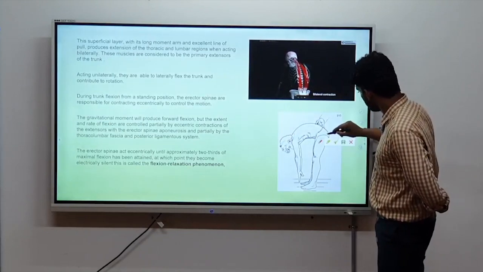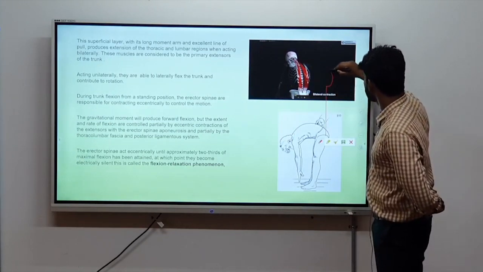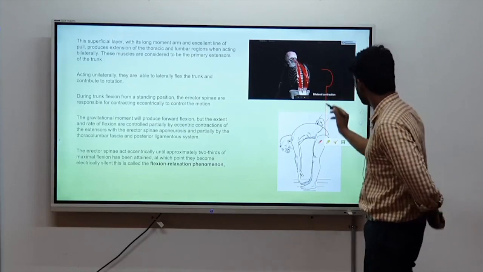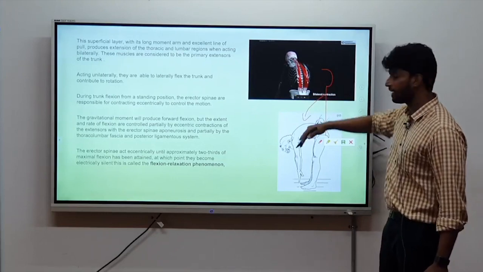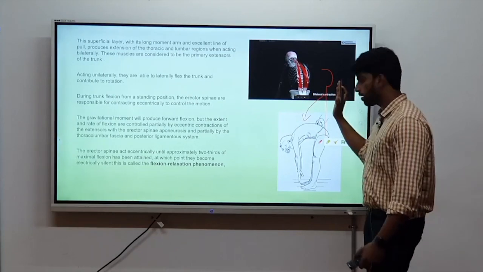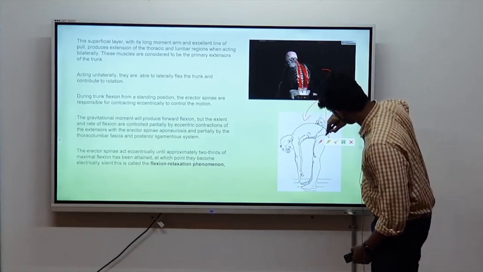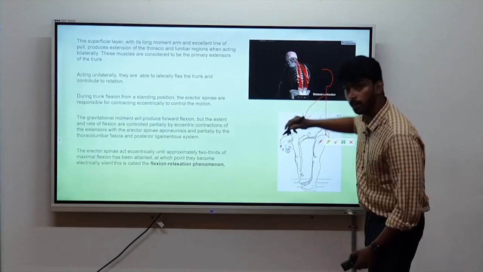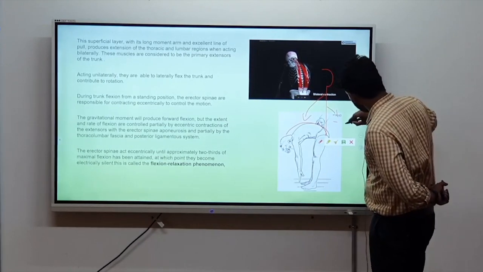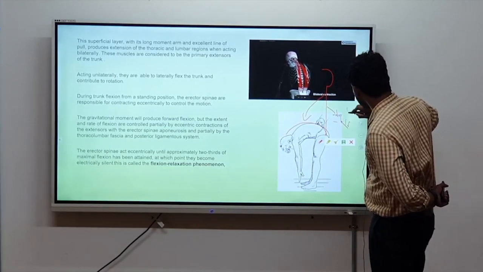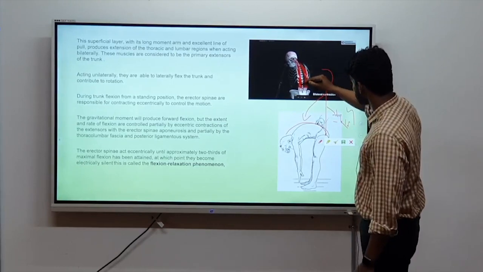So if a person is standing in the upright position, then he moves into the bending position. From the upright position, he turns and takes the body into a bending position. So what happens is this erector spinae, that is the posterior muscle, you will be able to see the erector spinae.